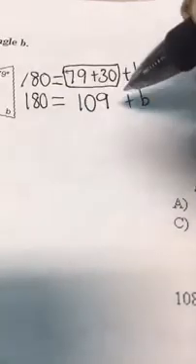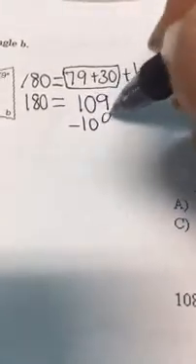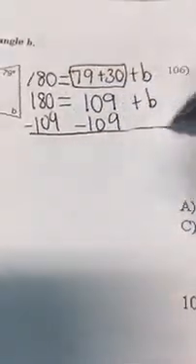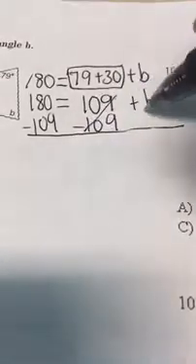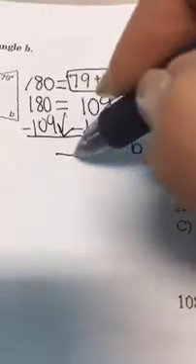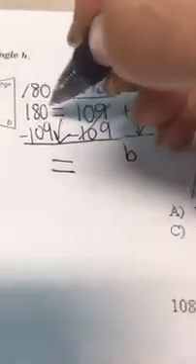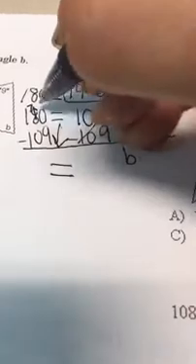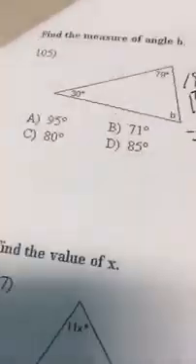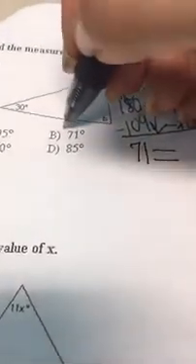Then you subtract 109 from both sides because we want to get that b by itself. It says solve for b. This cancels out. The b comes straight down. The equal sign comes straight down. And then you subtract. Make that a 10. 10 minus 9 is 1. 7 minus 0 is 7. 1 minus 1 is 0. So 71 equals b. And then you see your choice right over there.